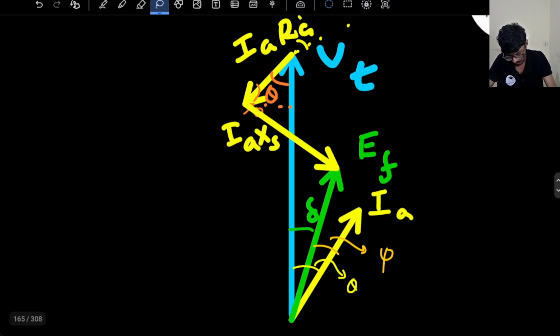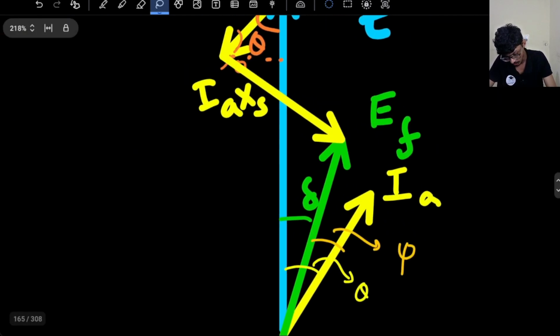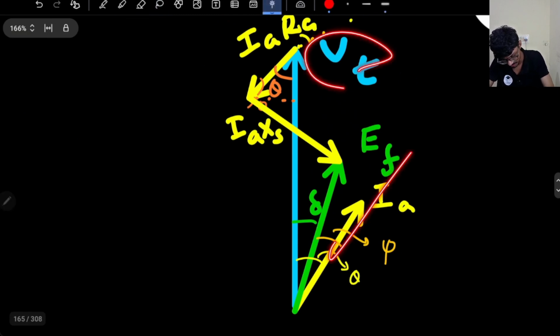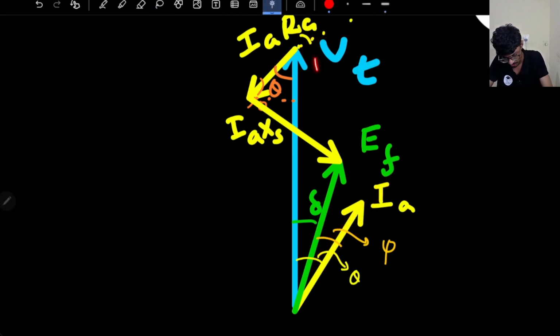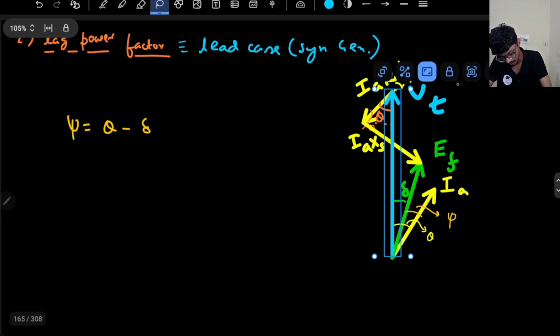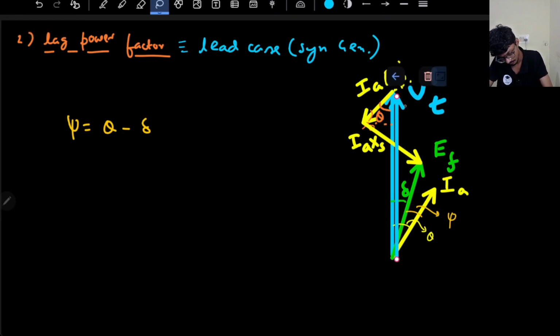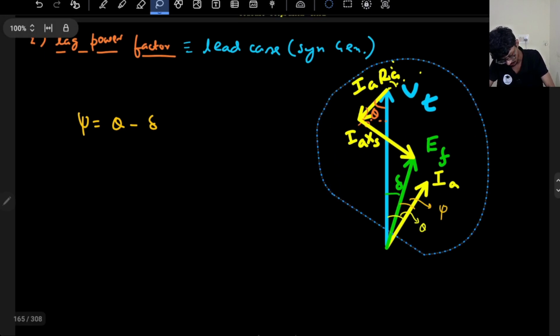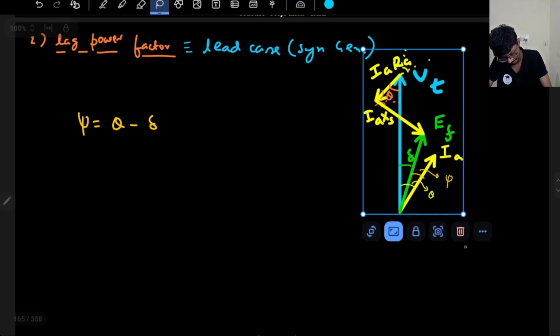How can I determine the psi angle? What I can do is project this Vt along this Ia, right? What will be the projection of Vt along Ia? It will be Vt cos theta, correct? So the projection of Vt along Ia will be Vt cos theta. Let me copy this, otherwise you will get confused.